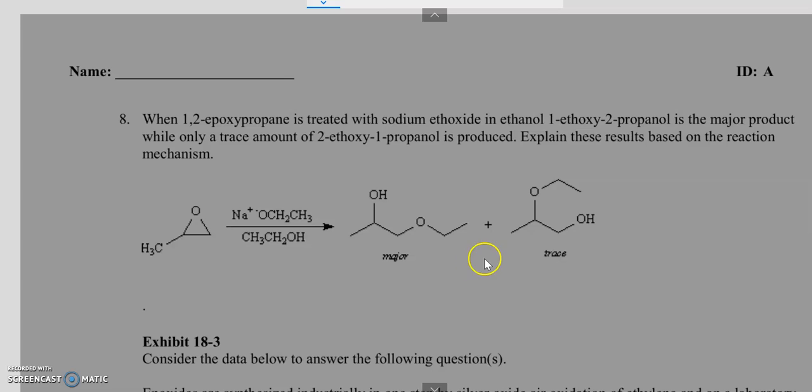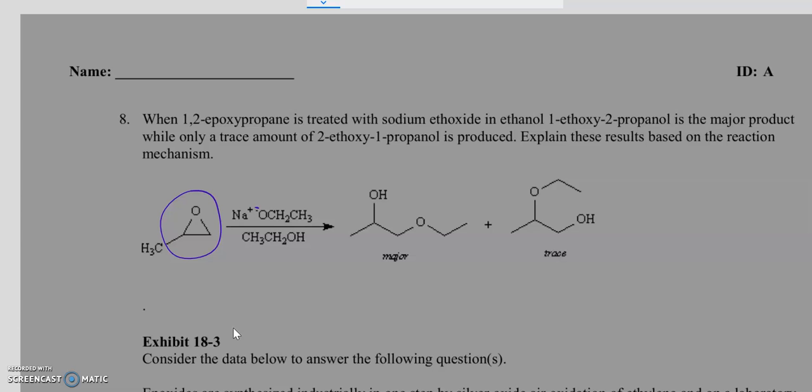The next question is asking: when 1,2-epoxypropane is treated with sodium ethoxide in ethanol, 1-ethoxy-2-propanol is the major product, while only a trace amount of 2-ethoxy-1-propanol is produced. Explain why these results occur based on the reaction mechanism. So here we have an epoxide. Epoxides want to react with an alkoxide in an SN2 process, right? So we have a negatively charged oxygen here.